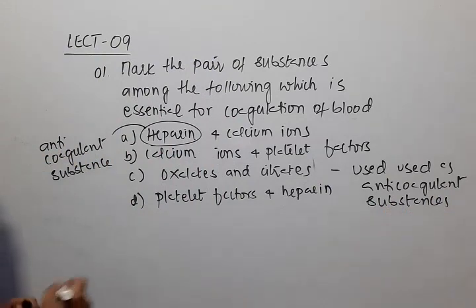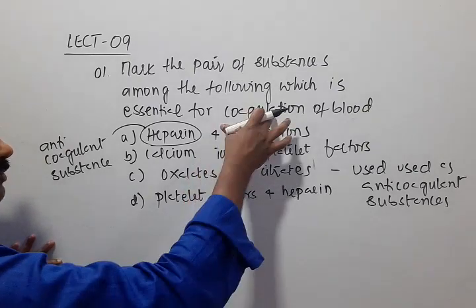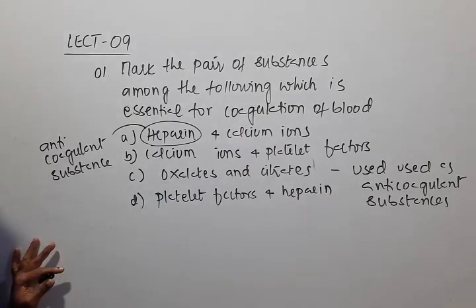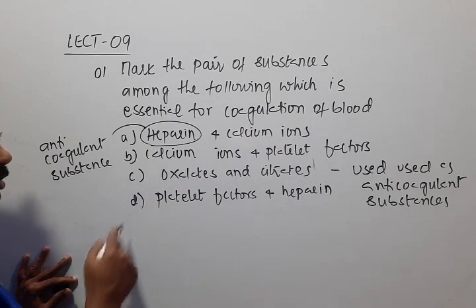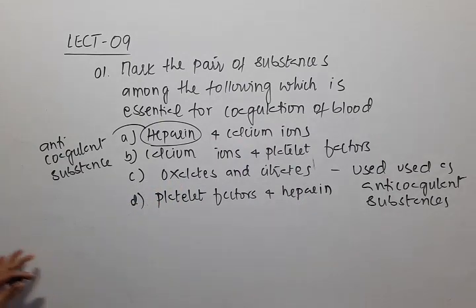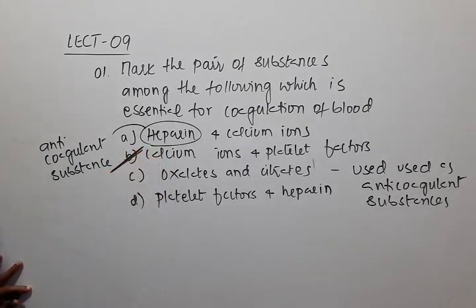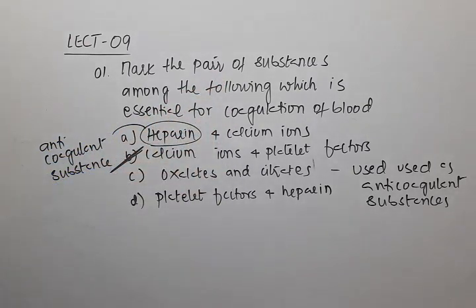In the next one, the platelet factors are responsible for coagulation of blood, whereas heparin is again an anticoagulant substance. So C and D we cannot take as the answer. Finally, the answer is calcium ions and platelet factors, the right pair of substances essential for coagulation of blood.